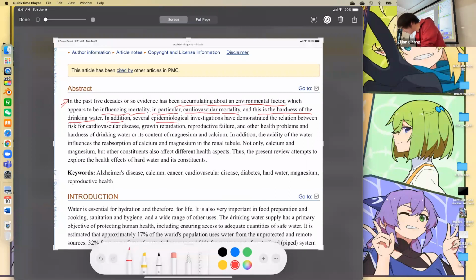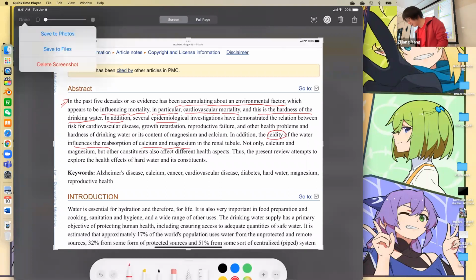And in addition, the acidity of water also influences, like, the reabsorption of calcium and magnesium in the renal tubule and something like that. So basically we can see that except for hardness, the acidity also has some health effect on humans. So if you are interested, you can find this paper and read it.